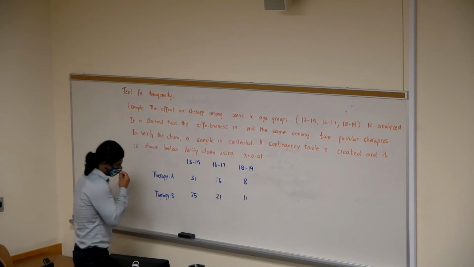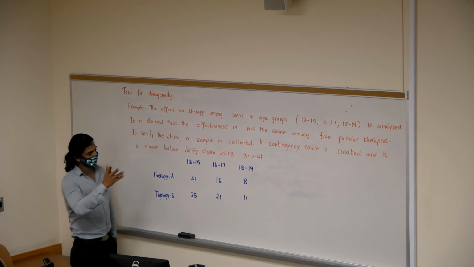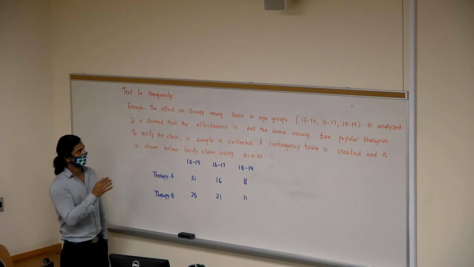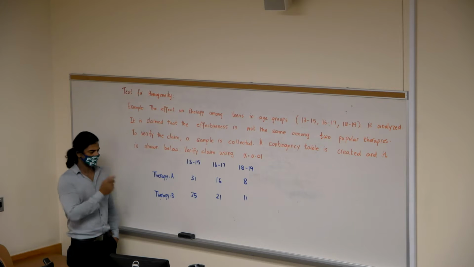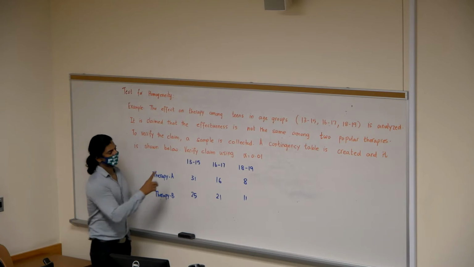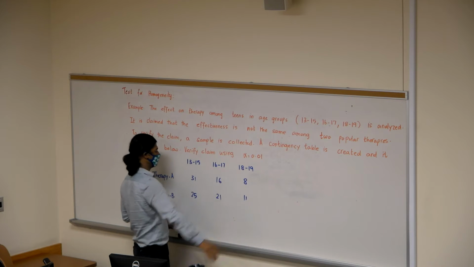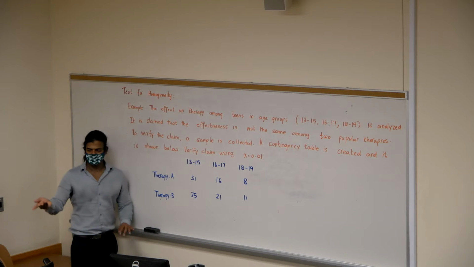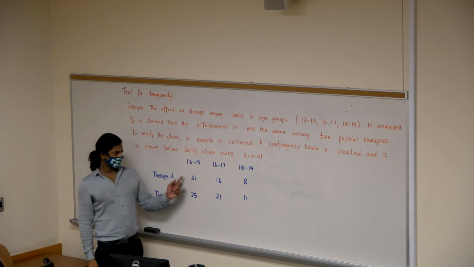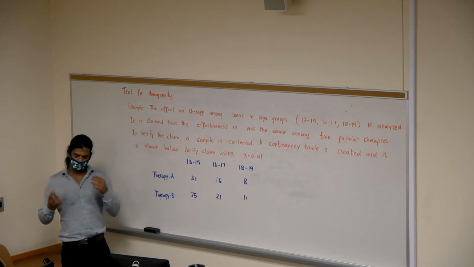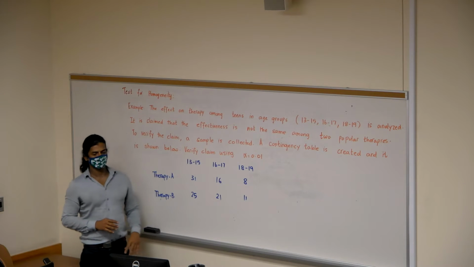By the looks of it, it is very similar to a chi-square test for independence or dependence. What do I mean by that? We have a study that measures the effectiveness of therapy. There are two types, A and B, across three different teen groups: 13 to 15, 16 to 17, and 18 to 19. We asked people after the therapy was done, did it improve, did things change? 31 here responded that therapy A worked for them, 25 responded that therapy B worked for them, and so forth.